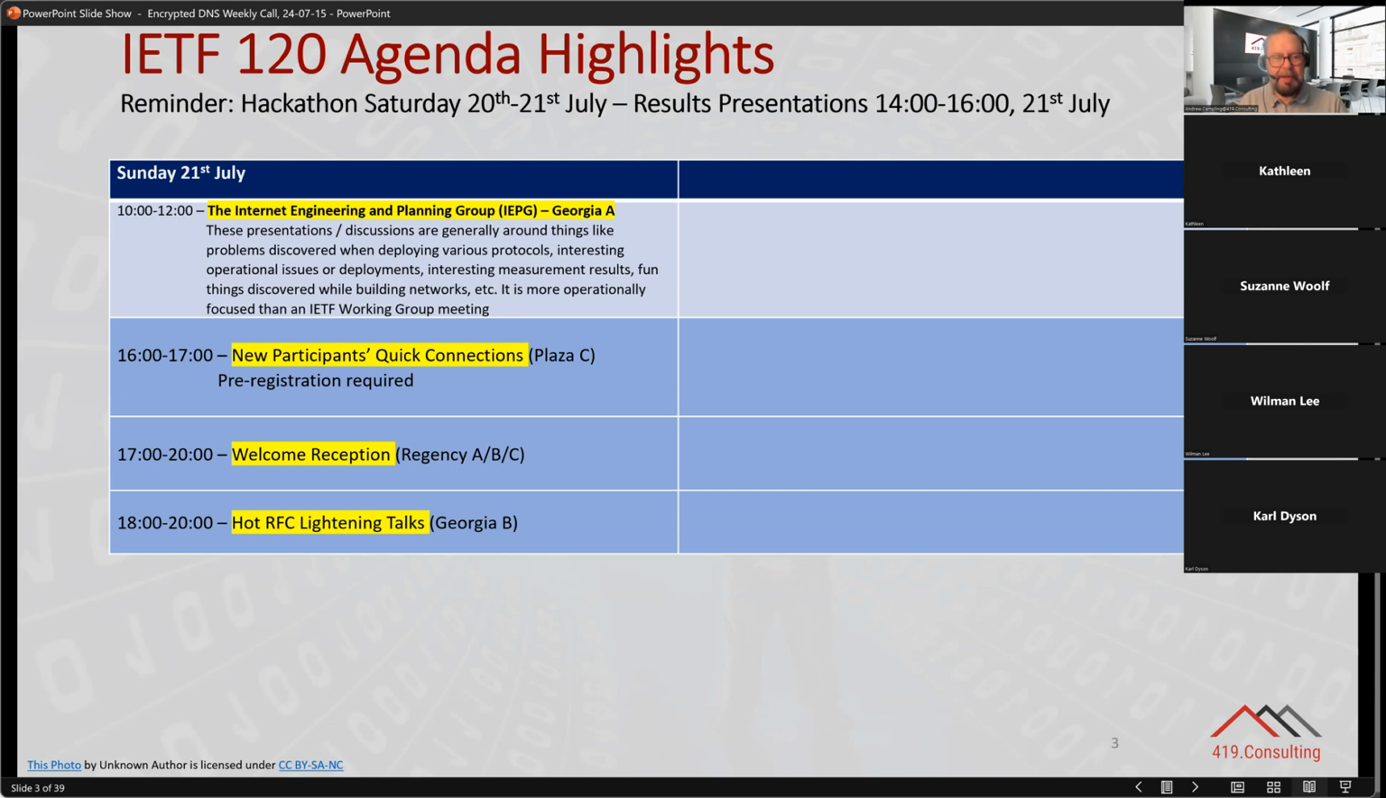And then, as always, you've got quick connections for new participants. Anyone that is new or relatively new to the community, that's well worth going along to. Be reminded to pre-register for that. And that segues into the welcome reception, also on Sunday afternoon. And then the Hot RFC Lightning talks, which are 4-minute talks on a complete random cross-section of topics, and those are all worth going to, in my opinion.